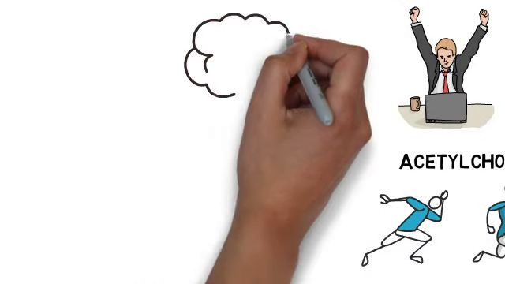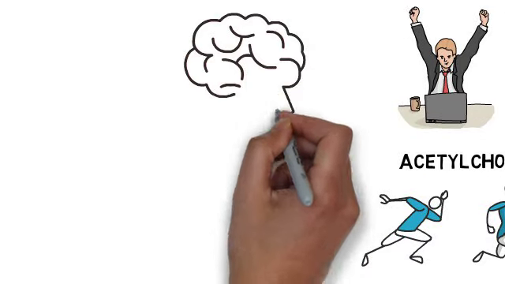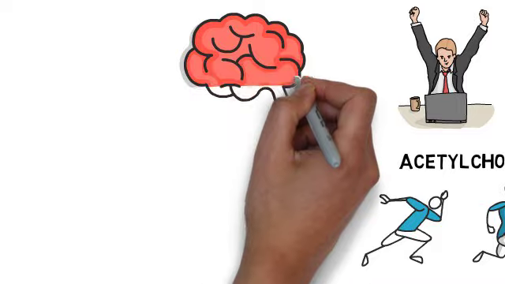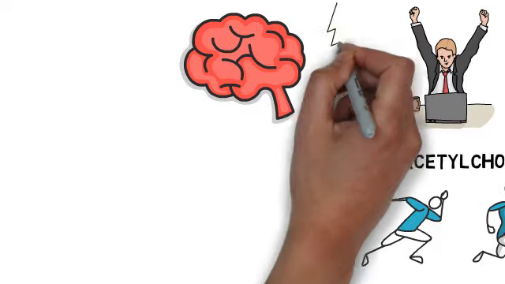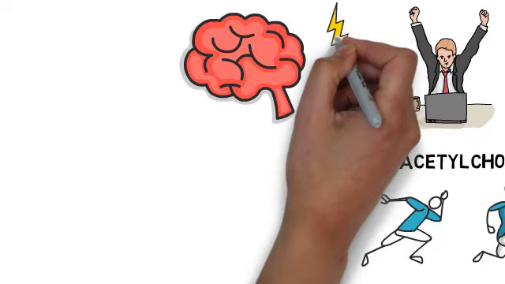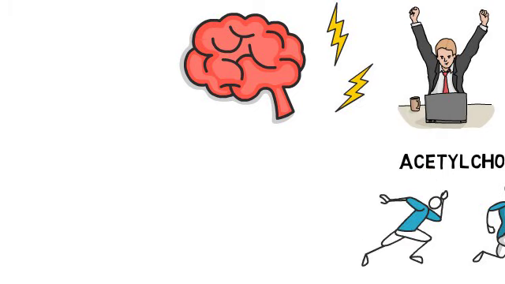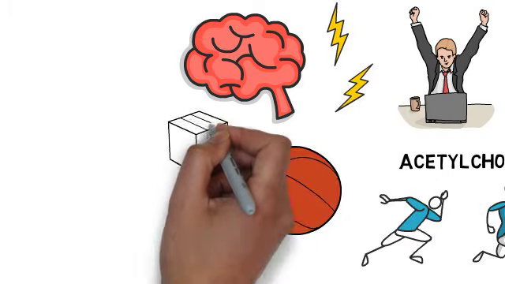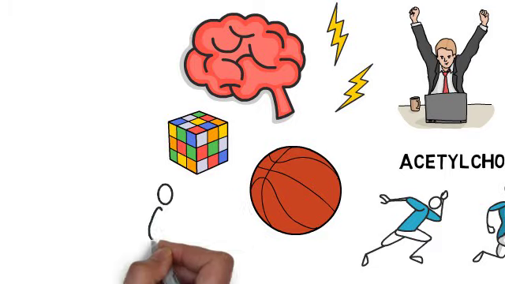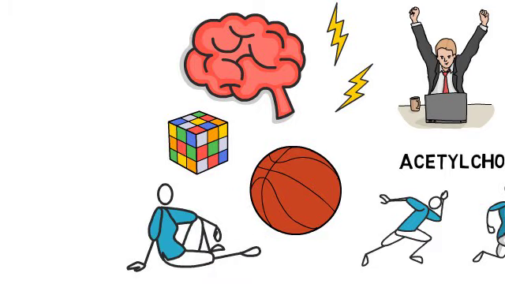Electrical signaling in neurons is crucial for everything we do, from moving and thinking to feeling and learning. It allows our brain to process information and respond to the world around us. Imagine playing a sport, solving a puzzle, or even just relaxing. All of these activities rely on the rapid communication between our neurons.